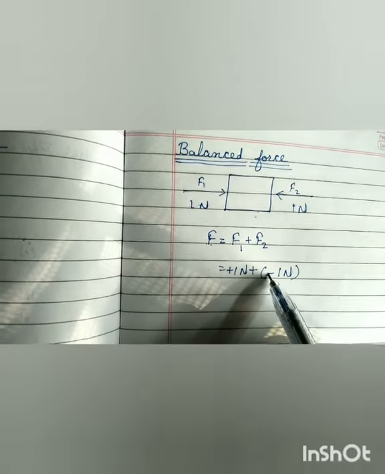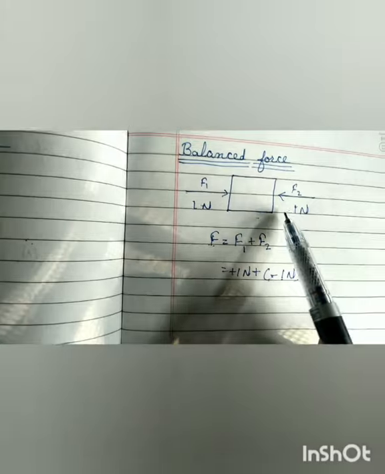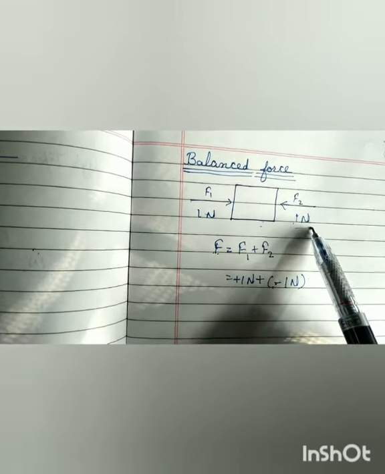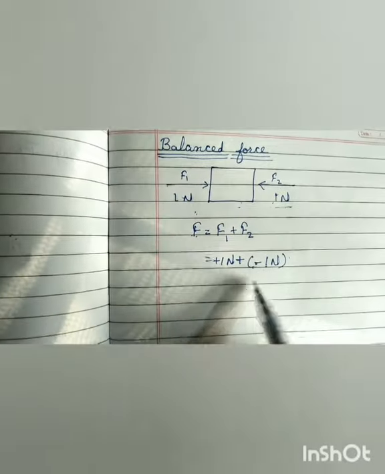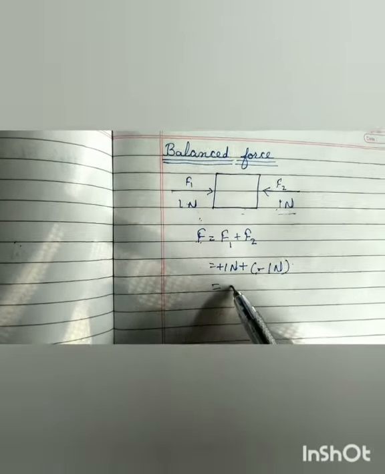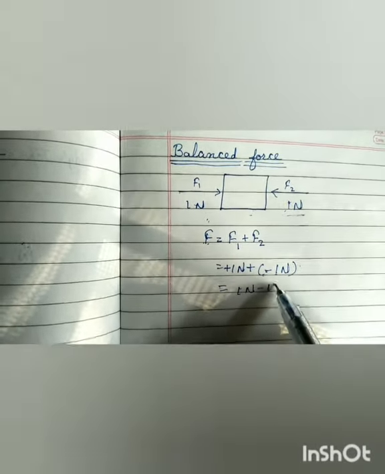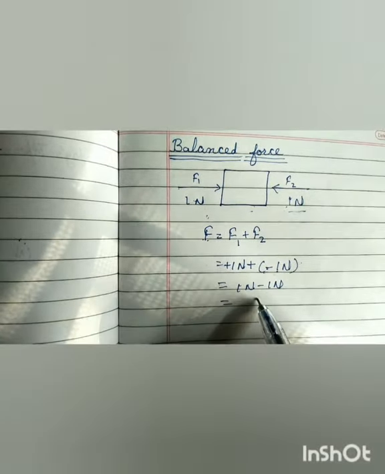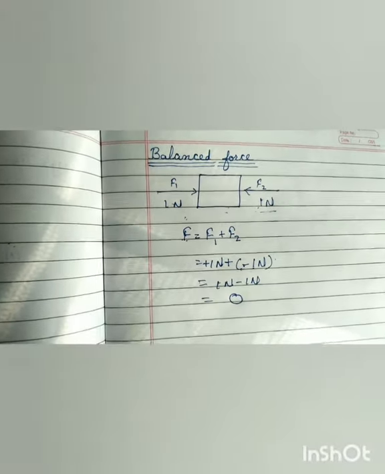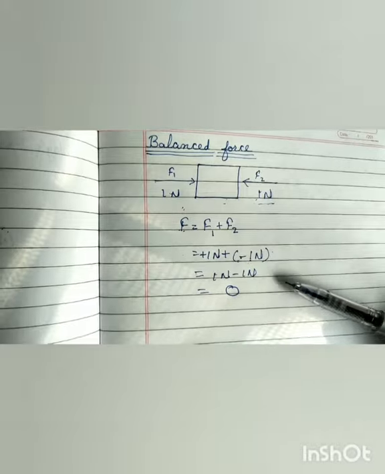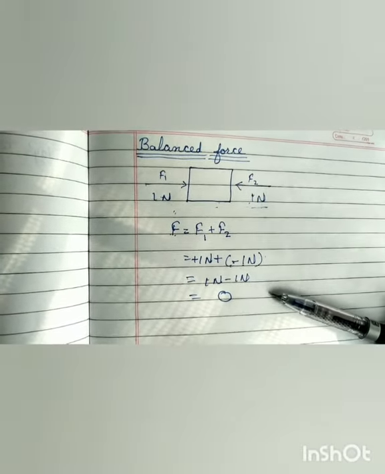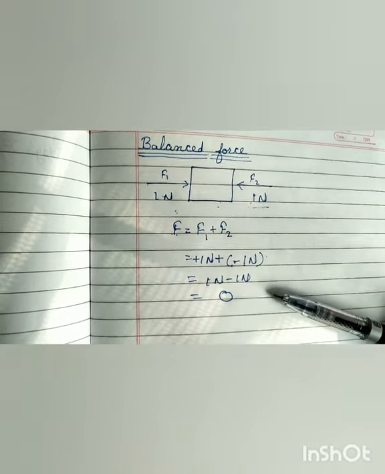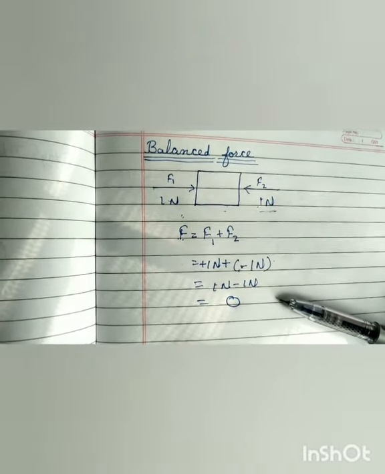Why do I put a minus sign in front of this 1 Newton? Because this force F2 is acting opposite to the direction of force F1. Now you simply add 1 Newton minus 1 Newton. Now what is the net resultant? It is 0. It means the forces are said to be balanced forces if the net resultant of all the forces acting on an object is 0.